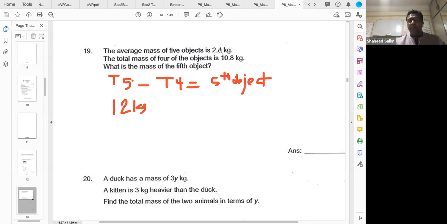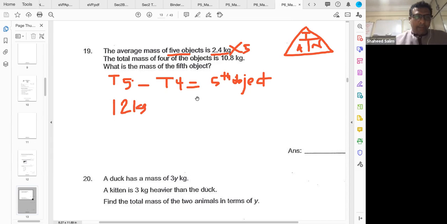How do you get the total of 5? How to find total? Average times number. What's the average? It's 2.4. What's the number? It is 5, the number they give you down here. 2.4 times 5 gets 12. How do I do it mentally?